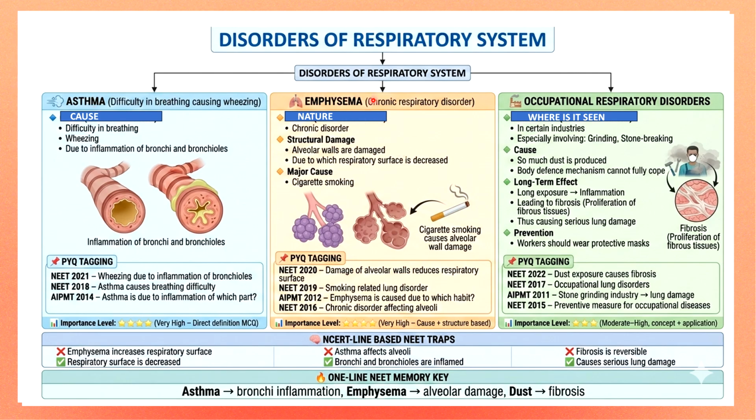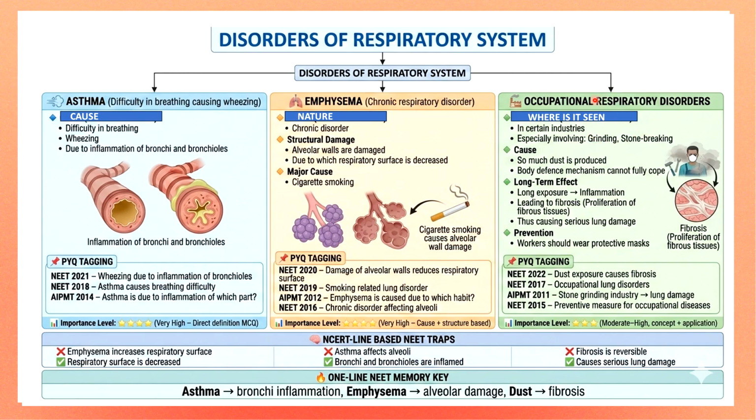Similarly, emphysema is a chronic respiratory disorder in which alveolar walls are damaged and the respiratory surface is decreased. Questions often confuse this: is the respiratory surface increased, or are the bronchioles affected? So you should remember that alveolar walls are damaged here and the respiratory surface is decreased, and typically it is due to cigarette smoking.